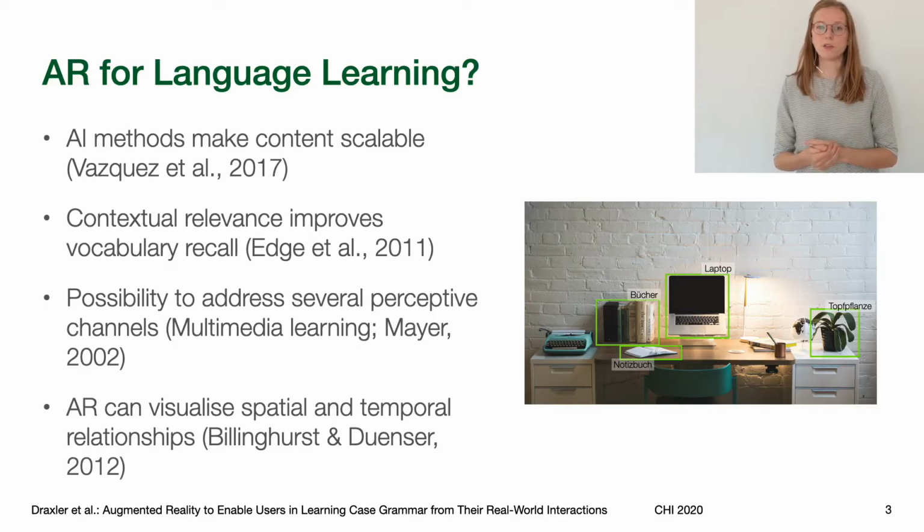But there are also other reasons why AR might be useful for language learning besides making content scalable. For example, it has been shown that contextual relevance improves vocabulary recall. And it's also quite easy to show image information besides textual verbal information, which increases the associative strength of vocabulary when you learn it. In this case, this is multimedia learning. Furthermore, AR can visualize spatial and temporal relationships because it enables you to interact with your environment and interactively find out about objects and their relationships.